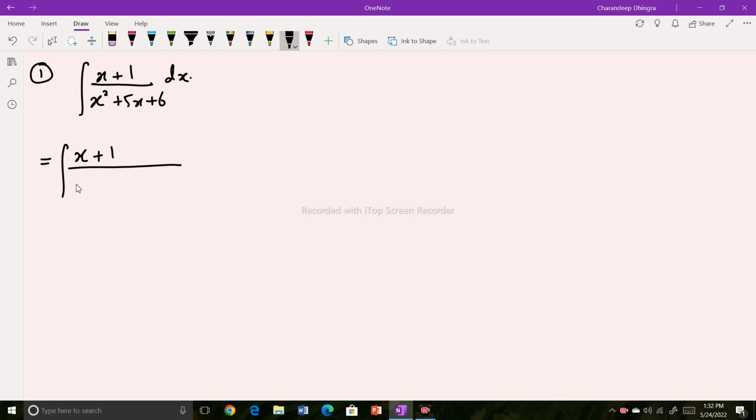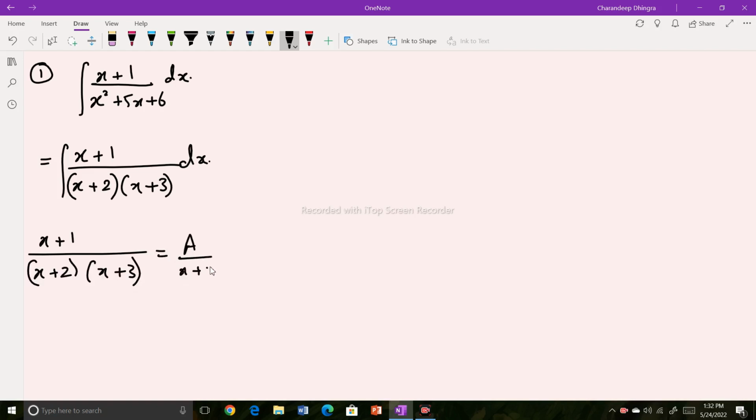So x square plus 5x plus 6. Now we all know quadratics, so we can just go ahead and factorize this. You'll have x plus 2 and x plus 3 dx. Now what I'll do is I'll write this x plus 1 upon x plus 2 into x plus 3, and this will be equal to a upon x plus 2 plus b upon x plus 3.